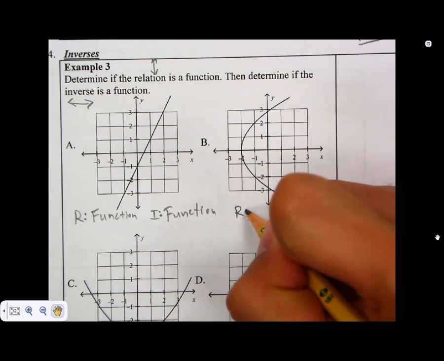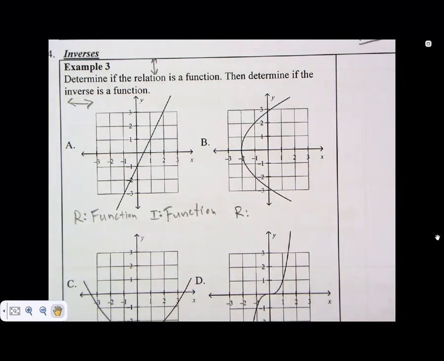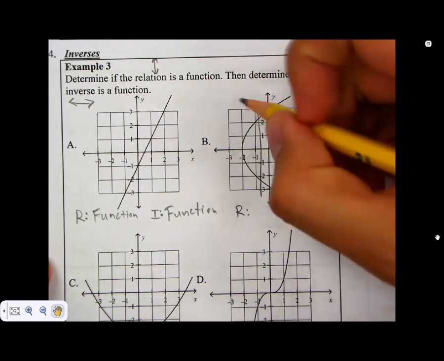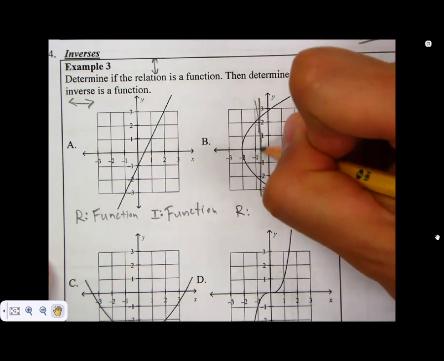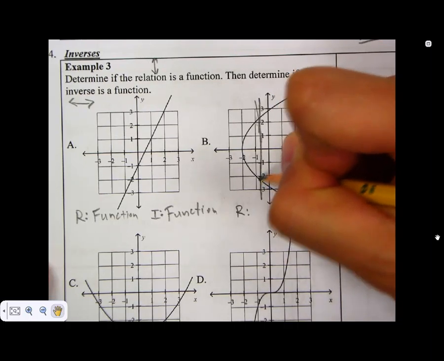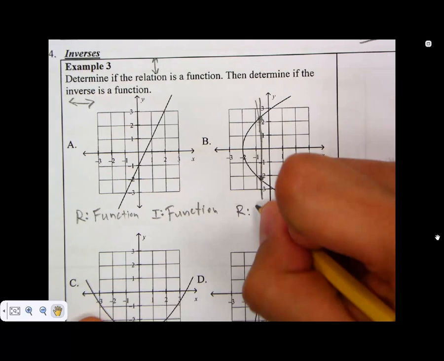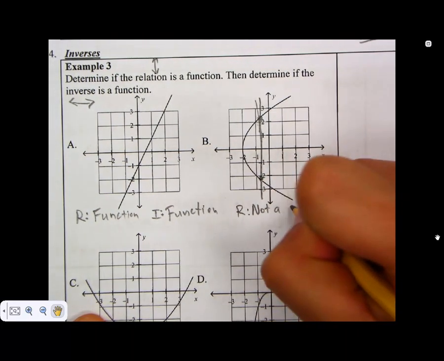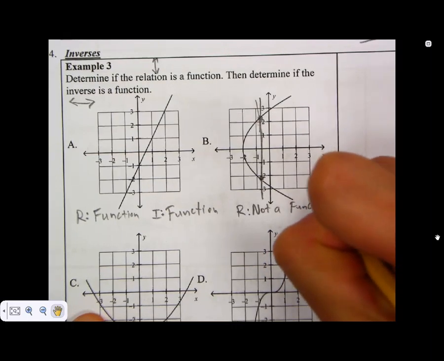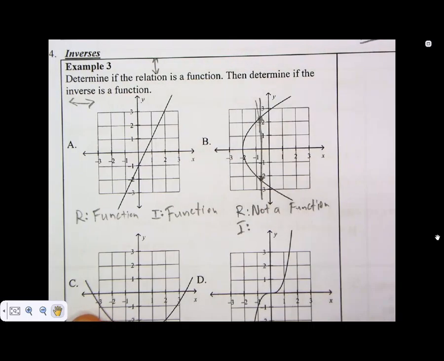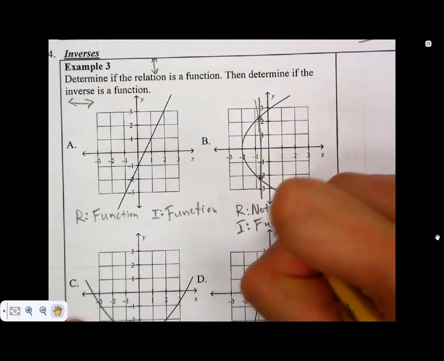So B, relation. Right here, the relation is not a function because straight up and down, it crosses at 2 points. Okay? And you can't be at two places at once. That means there's two x's going to the same y value. So this is not a function. The inverse, if you run it straight down, it only crosses at 1 point, so this is a function.